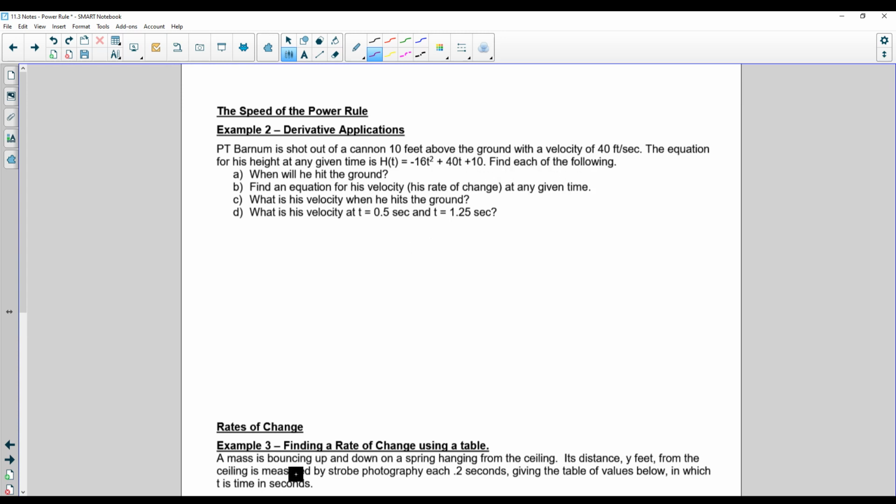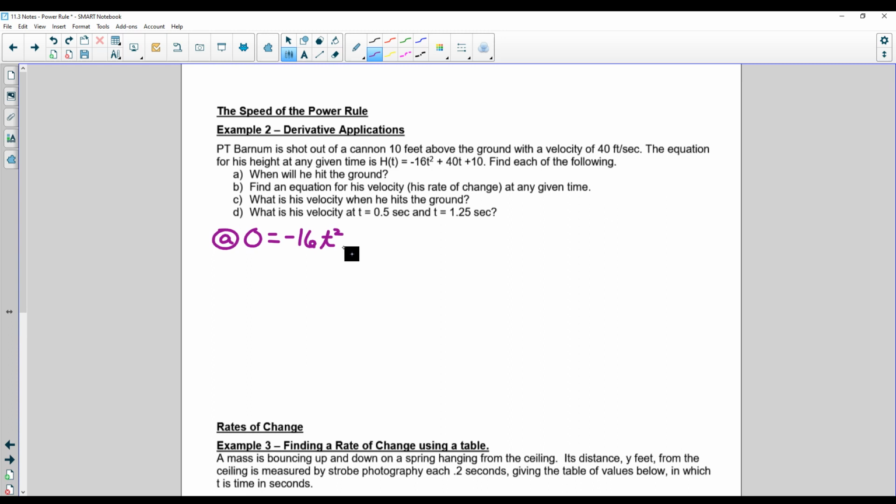First one says, when will he hit the ground? This one has no calculus whatsoever in it. You could have answered this in Algebra 2 easily. When he hits the ground, his height is 0, so I'm going to put 0 in for h and solve for t. So part A is no calculus whatsoever. Don't let the fact that we're doing calculus make you forget that there are other answers in math.